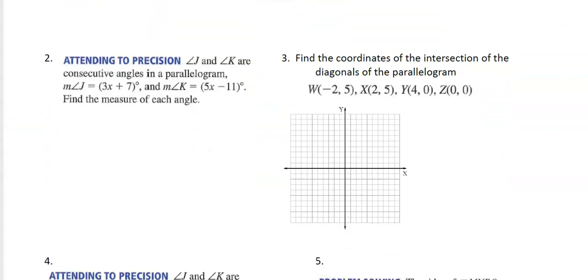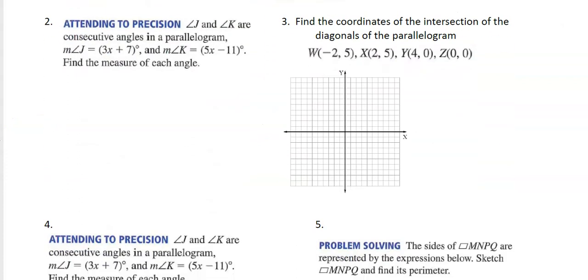All right, scrolling down. It looks like we have a story problem on this one. J and K are consecutive angles in a parallelogram. Let's just sketch that out really quick. Parallelogram. Consecutive angles mean they're next to each other. So let's call them J and K and put them down here. As long as I put them side by side, I'm good.